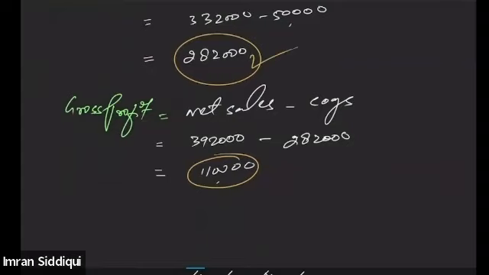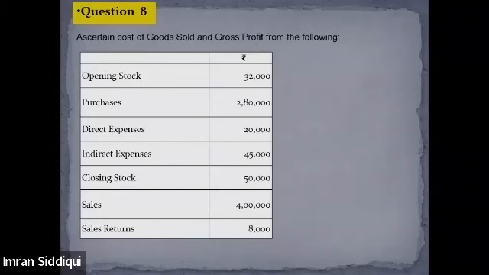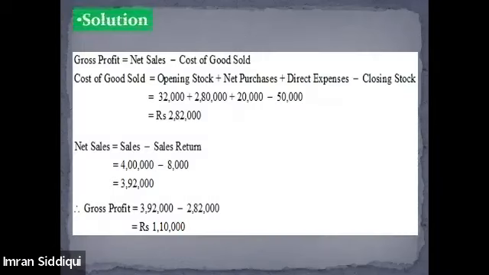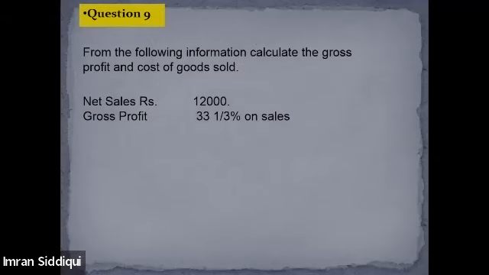And to determine the gross profit, we have to subtract COGS out of net sales. The value of the net sales will be 3,92,000 after subtracting the sales return, obviously. And the final answer will be 1 lakh. Okay, so this was question number 8. Next question. Try this one. In this question, we need to determine the gross profit as well as the cost of goods sold.